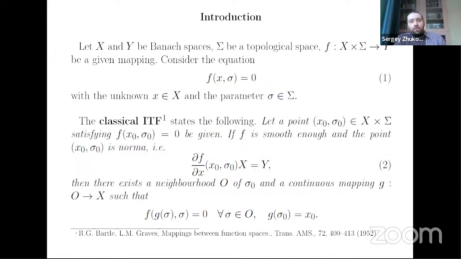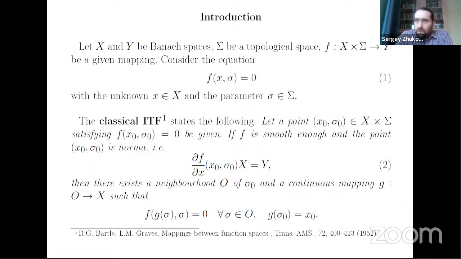The classical implicit function theorem states the following. If this mapping F is smooth enough around the given point x0, sigma 0, x0 is a solution to equation 1 when the value of the parameter is sigma 0, and the point x0, sigma 0 is normal, which means that the derivative of F in x at this point is a surjective linear operator, then there exists a local implicit function. Namely, there exists a neighborhood of sigma 0 and a continuous mapping G acting from this neighborhood to X, such that this mapping G solves equation 1. Namely, this identity holds.